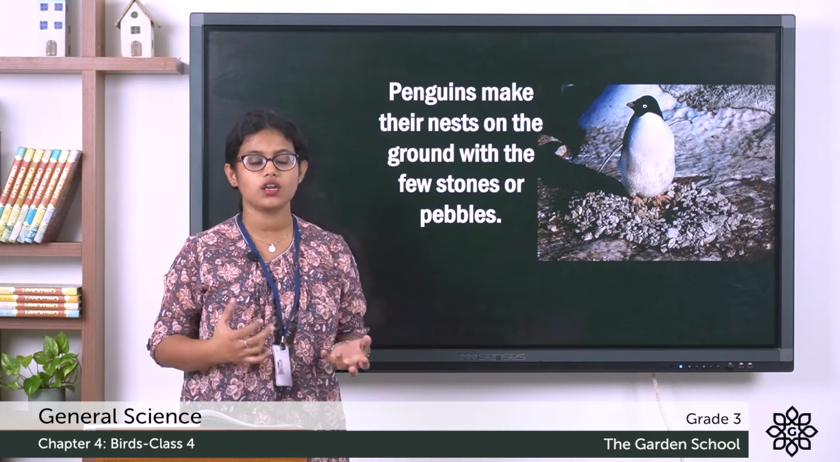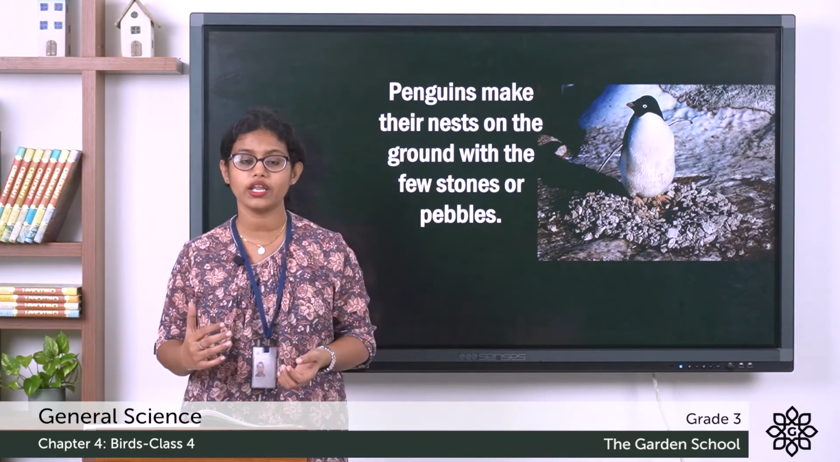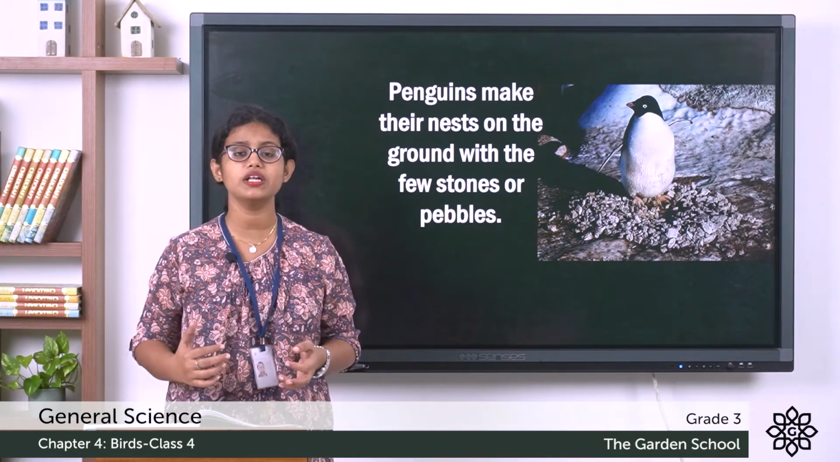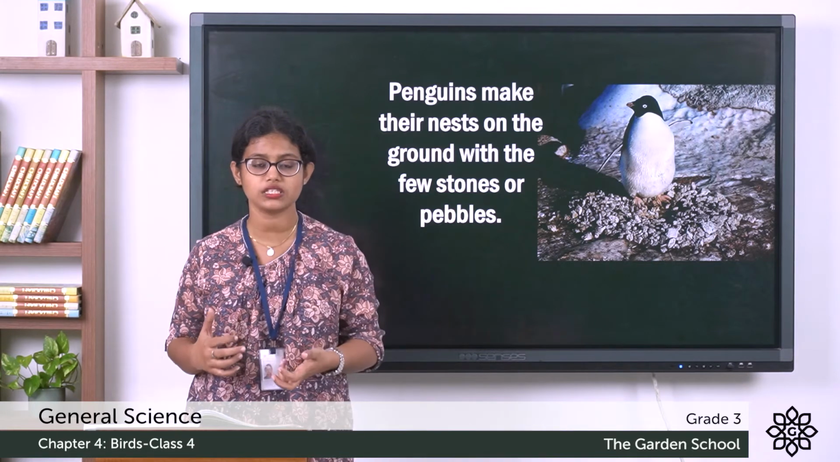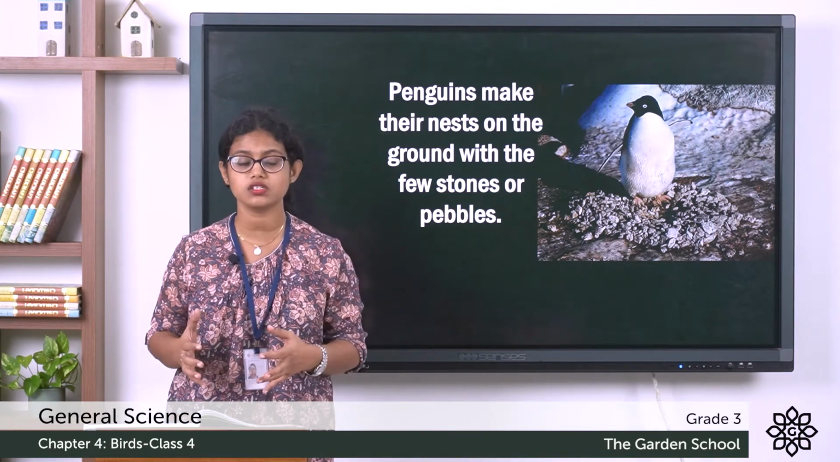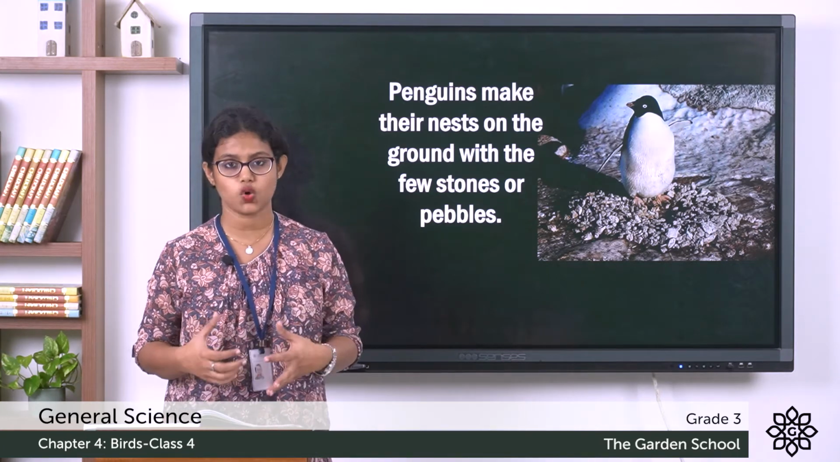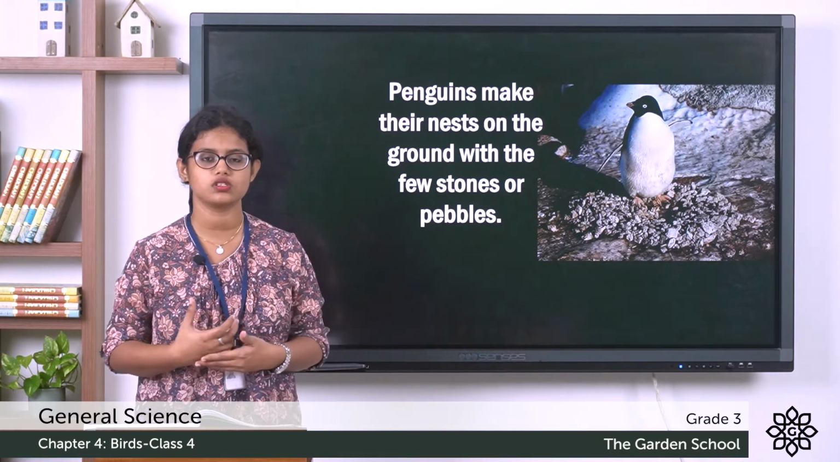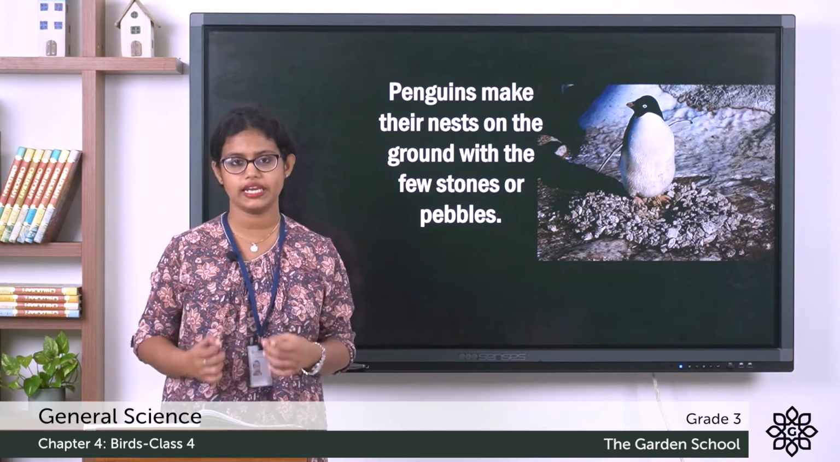And the next one, penguin. There are birds like the peahen, penguin, flamingos. They build their nest on the ground. You know how these penguins build their nest? They build their nest on the ground using pebbles or stones. So this is about some birds. This is about different birds and their nest.